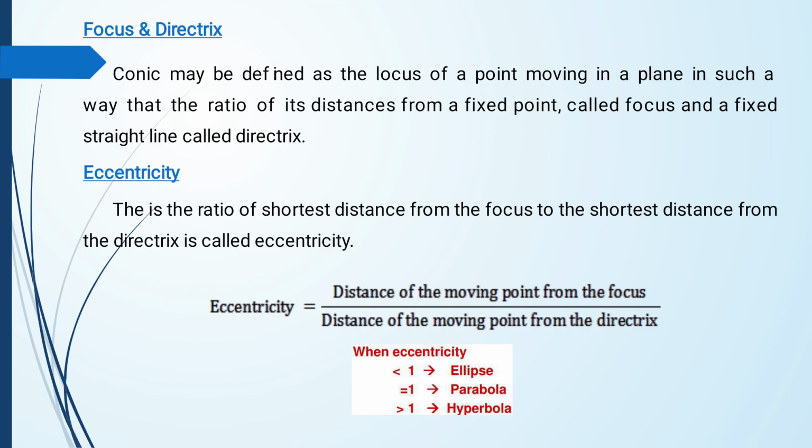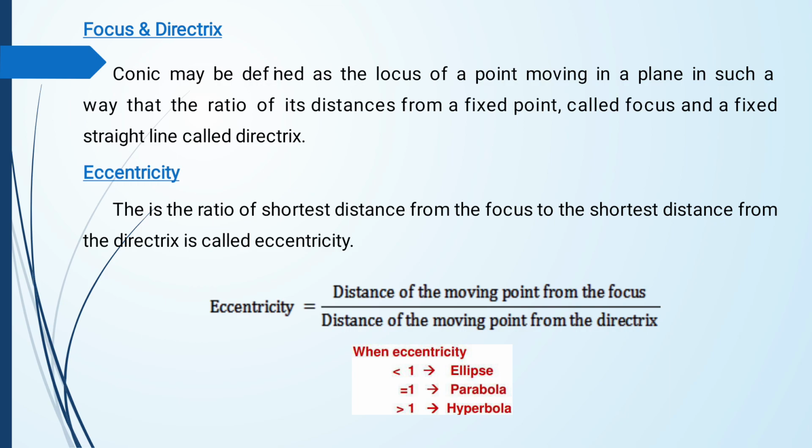How it differs: eccentricity less than one means ellipse. Eccentricity e equal to one means parabola. Eccentricity greater than one means hyperbola. These are the three important constraints useful for construction of ellipse, parabola, and hyperbola curves.